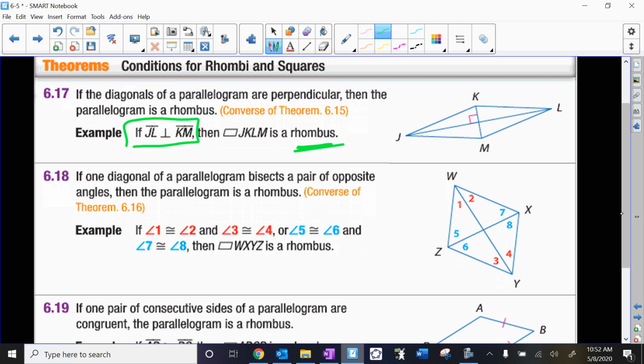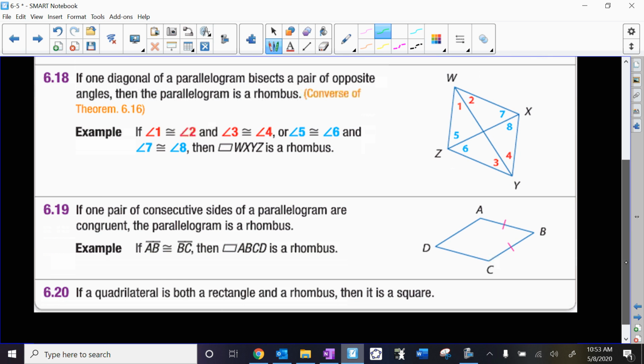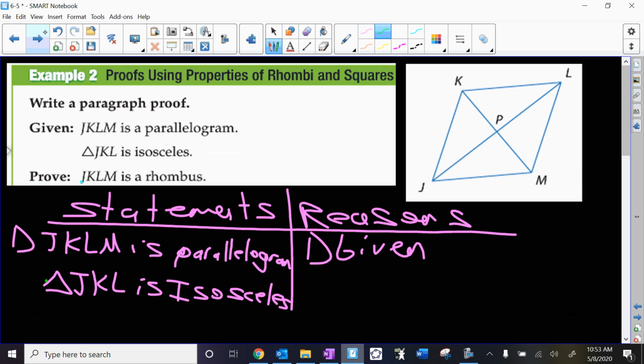You can try and show me that the diagonals bisect your angles. That one's a little bit harder. We're going to use this one in our 2-column proof. If you can show me that one pair of consecutive sides is congruent, you know that you have a rhombus. And then your last one, if you can show me that it is both a rectangle and a rhombus, then you know you have a square. So let's try and do one 2-column proof.